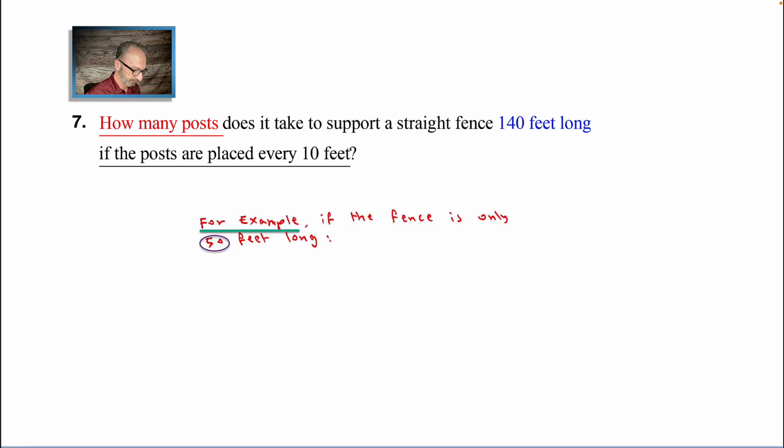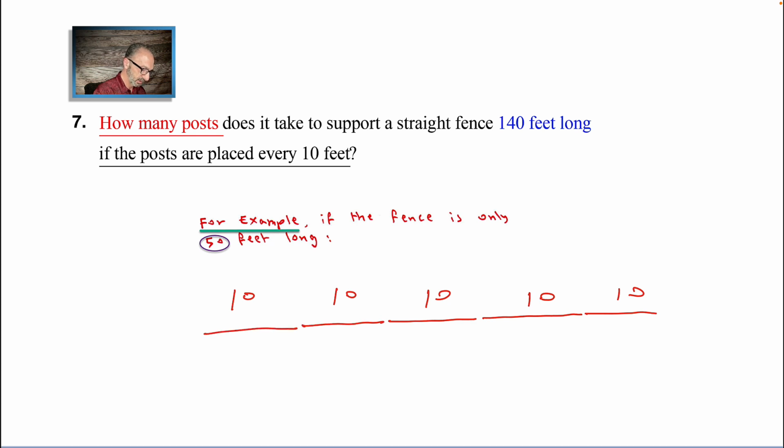Here's a quick example. For example, if the fence is only 50 feet long, that means I do have 10, 20, 30, 40, 50. As you can see, I'm trying to show you the concept. And if you look at a post right here, and a post right here, and a post right here, and a post right here, and a post right here, and a post right here, we end up with how many? 1, 2, 3, 4, 5, 6.